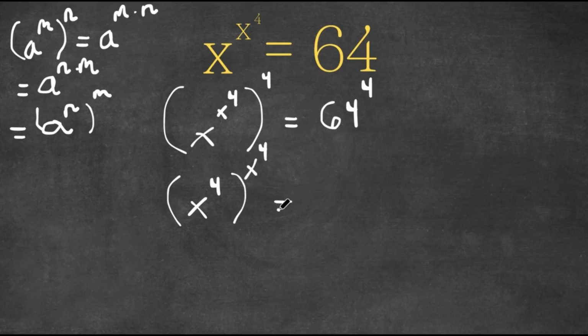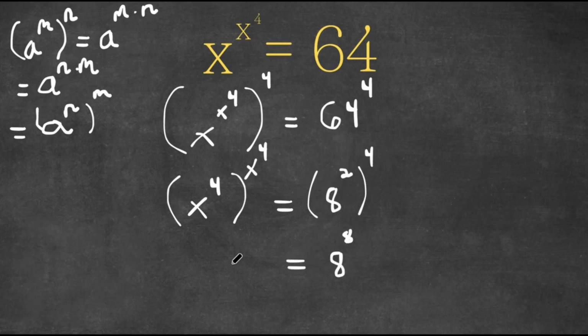And this is equal to, now I'm going to rewrite 64 as 8 squared. So now we have 8 squared to the power of 4. Now remember, if we have something in the form a to the power of m to the power of n, this is equal to a to the power of m times n. Meaning 8 to the power of 2 to the power of 4 is equal to 8 to the power of 2 times 4, which is 8 to the power of 8.